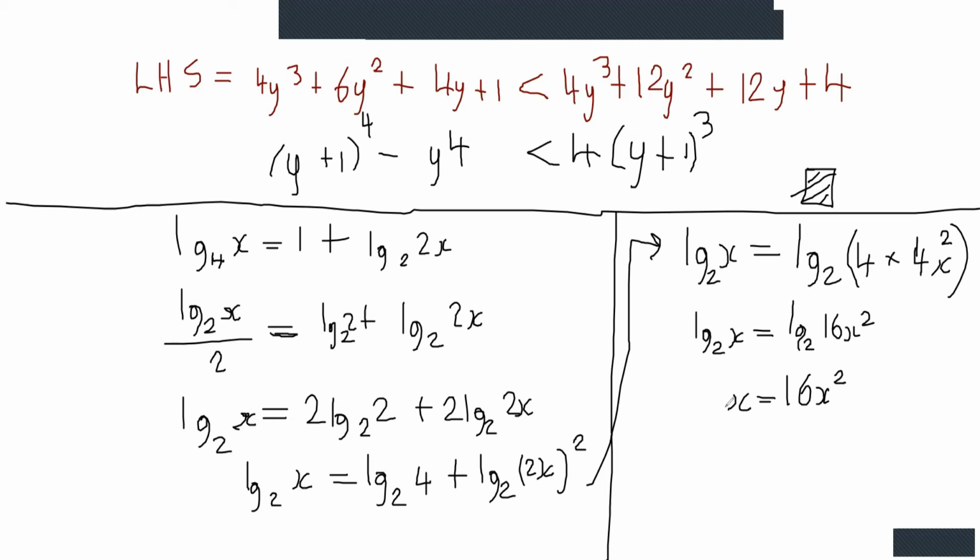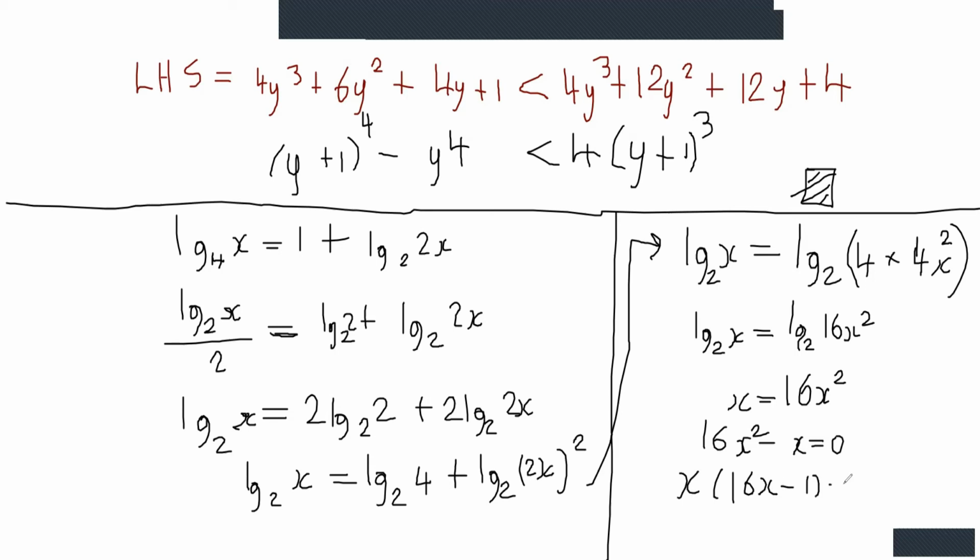Now, Mr. Platt is a big fan of dividing through by x. Guys, don't divide through by x. Please bring it over and write it as a quadratic: 16x squared minus x is equal to 0. Bring over the x, then you can factor out x and we end up getting x times (16x minus 1) equals 0.